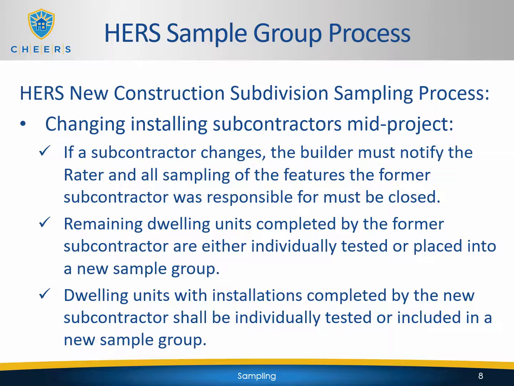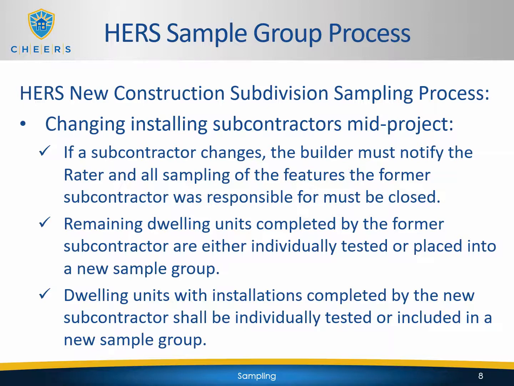So you finish making those groups, complete your testing, close out those sample groups, and then you have to start all over again with the new contractor. Any remaining dwelling units in the project under the new subcontractor will need to be included in their own individual sample groups so that you're not mixing and matching contractors. You don't need to do model testing all over again because that's already been proven out.